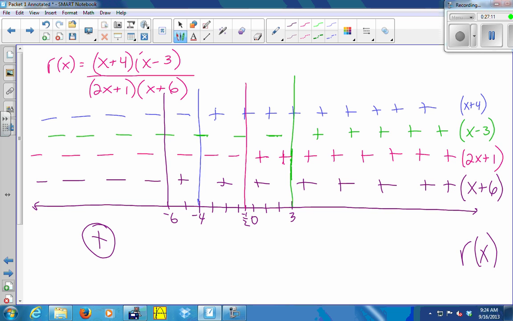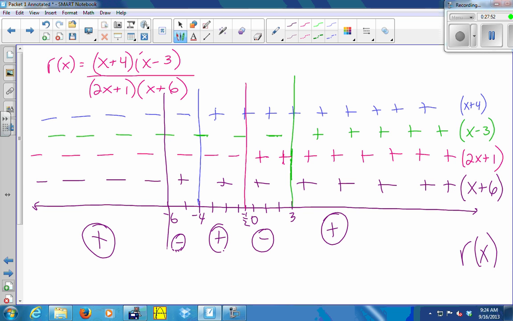Between negative 6 and negative 4, I have negative, negative, negative, positive. What's my quotient going to be? Negative. 3 negatives and a positive will make a negative. Between negative 4 and negative 1/2, I have positive, negative, negative, positive. R of x will come out positive. Between negative 1/2 and 3, positive, negative, positive, positive, negative. And from 3 on, all my factors are positive, so R of x will be positive.